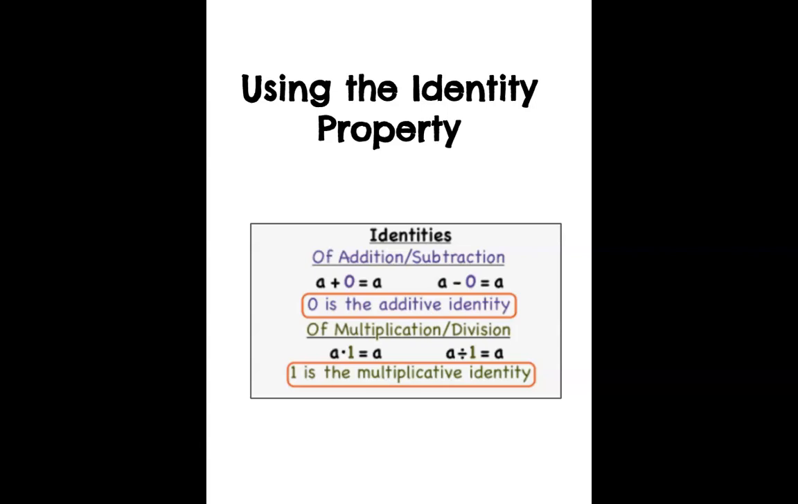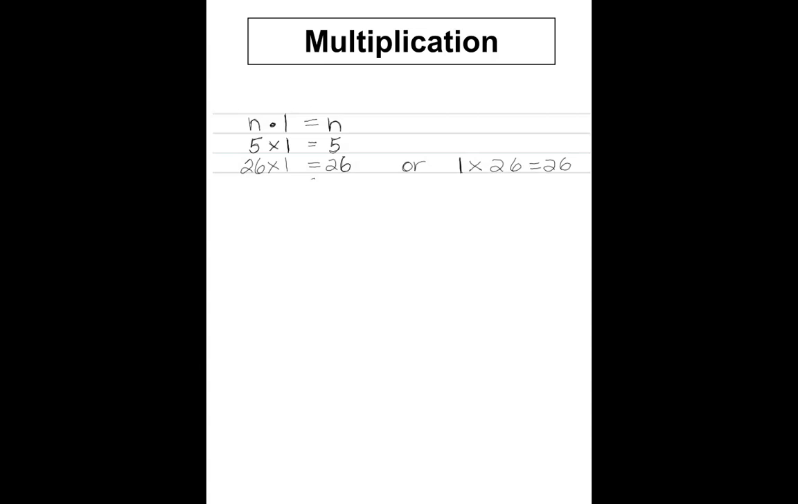Let's take a look at using the identity property. First, let's talk about multiplication. So the identity property is if you have a number or factor and multiply it by 1, you get that same factor back or number back. So that's the identity property.